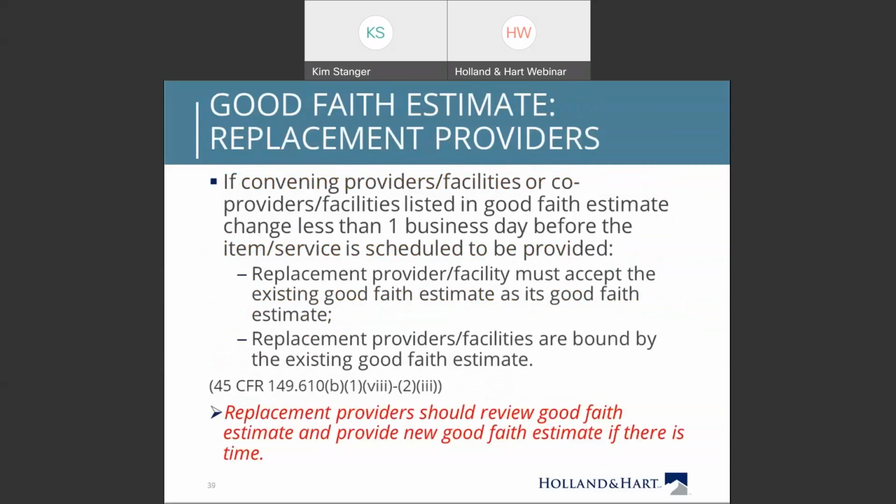Well, what happens if you have a situation where a provider changes before the actual services are rendered? So maybe you thought that the services were going to be performed by surgeon A, but instead it's going to be by separate surgeon B or a different entity. If the convening providers or facilities or co-providers or facility listed in the good faith estimate change less than 1 business day before the item or service is scheduled to be provided, then that replacement provider has to accept the existing good faith estimate as its own good faith estimate. That is, they're bound by the good faith estimate that was provided by whoever it is they're replacing.